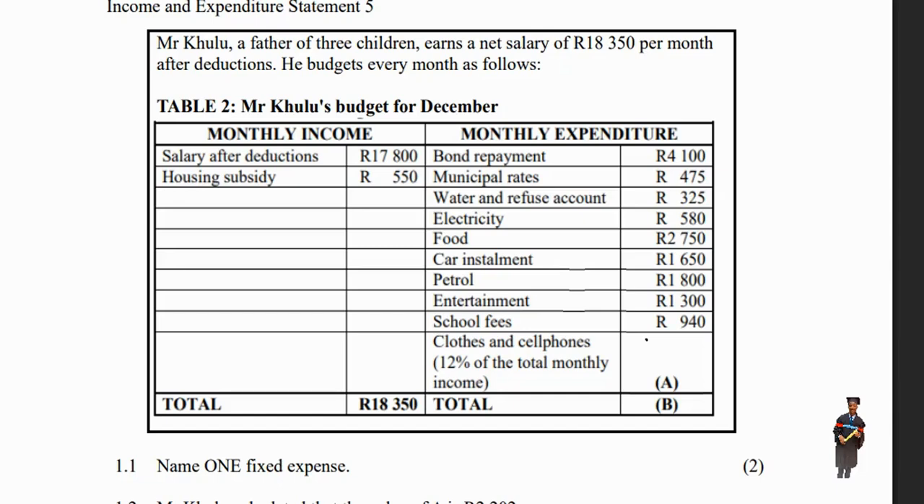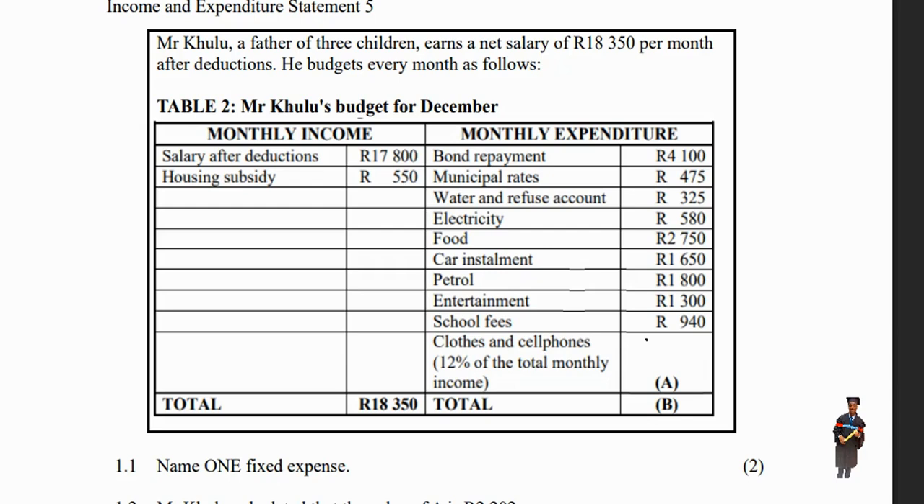Let's quickly go through this budget for December of Mr. Kulu. Okay, they are saying Mr. Kulu, a father of 3 children, earns a net salary of 18,350 per month after deductions. He budgets every month as follows.